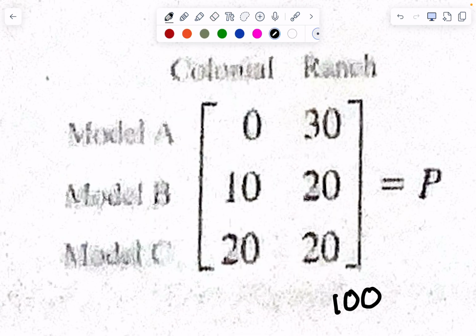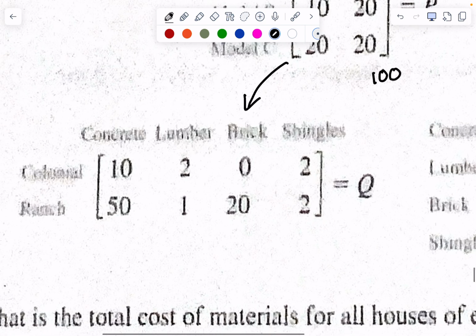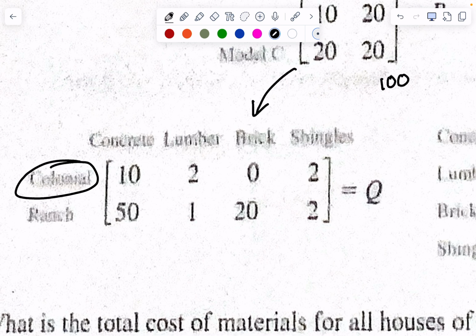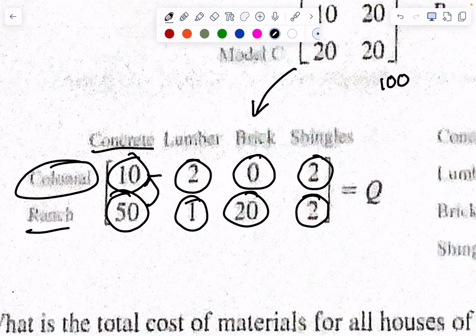Now we're going to talk about the materials that are required. So if we hop down over here, we take that information. If we have a colonial style house, it's going to cost us 10 units of concrete. It's going to cost 2 units of lumber, none of brick, because we don't put brick on a colonial style house, and 2 units of shingles, okay? Same number of units of shingles for a ranch style house, but it's 5 times as much concrete than for a colonial house. It's 50 units of concrete. It's 20 units of brick. It's 1 unit of lumber. That's the number of units, okay?